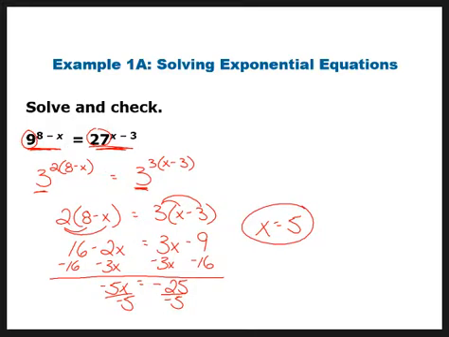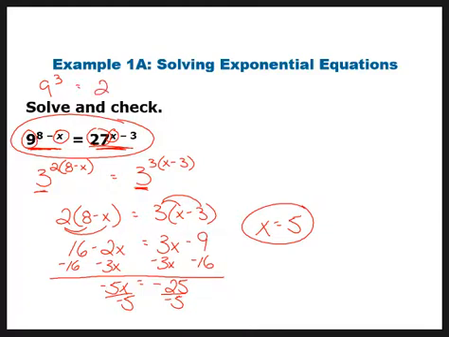Alright, now I can go ahead and fill this in and check just to make sure. So I can go back to my original equation here and say if I fill a 5 in here and a 5 in here, well, that would give me 9 to the third, and that was supposed to be equal to, if I take 5 minus 3, 27 to the second.